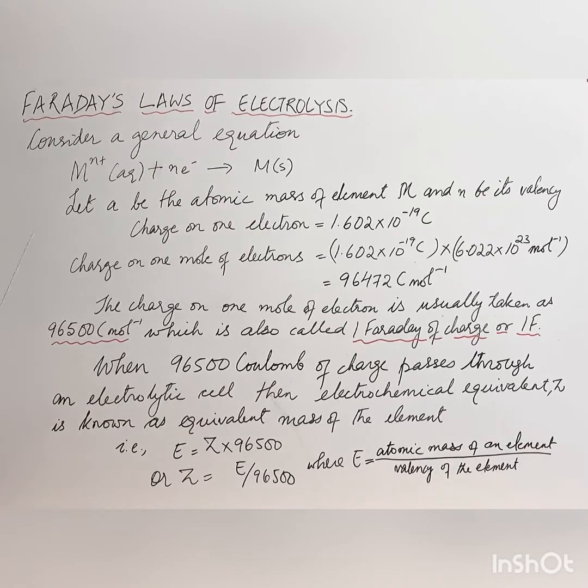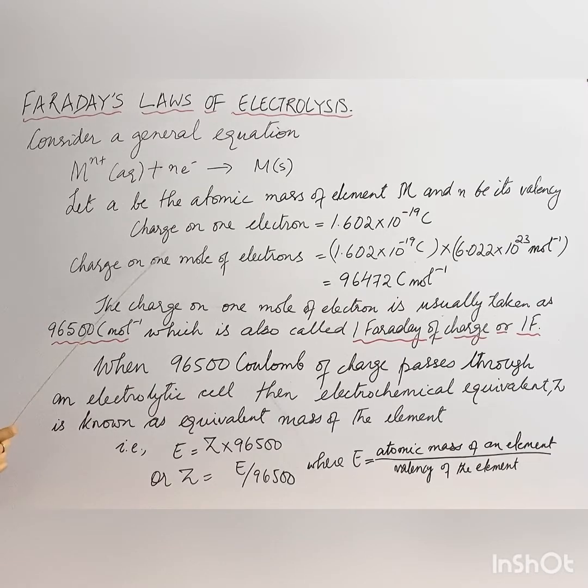So let us consider a general equation. If we have a cation which gains electrons to become a metal, we will see now how much charge this particular equation will require. So let A be the atomic mass of this element M, and N be its valency. So when we say valency, what does it mean? The number of electrons that it needs in order to become a neutral species.